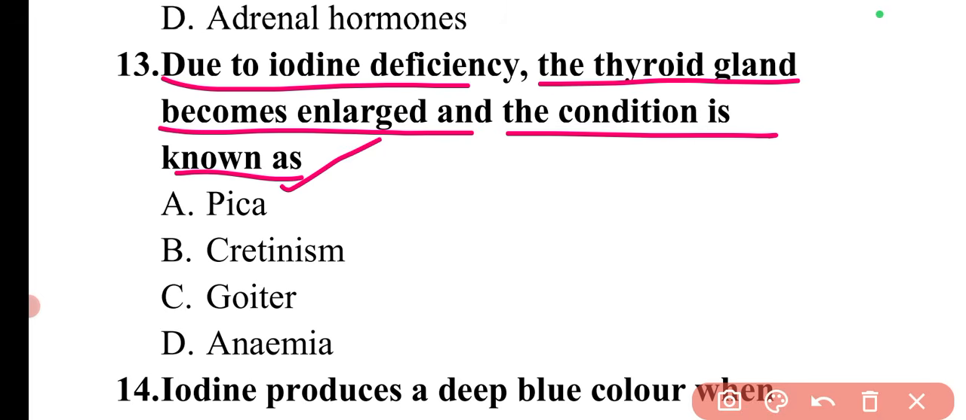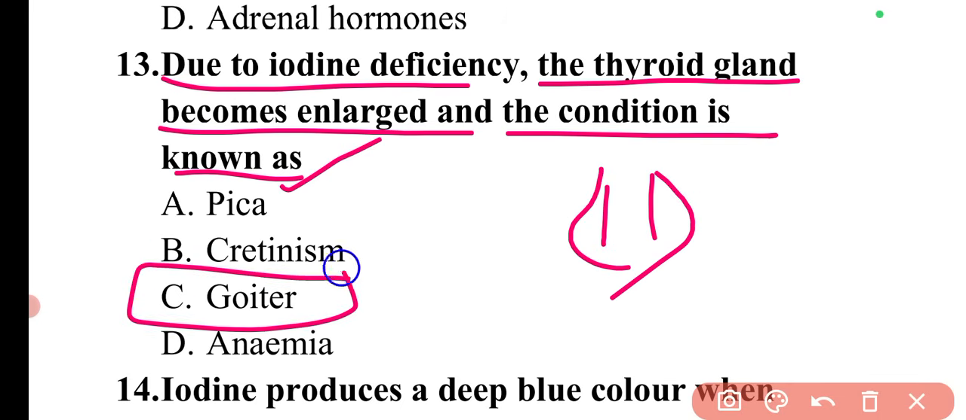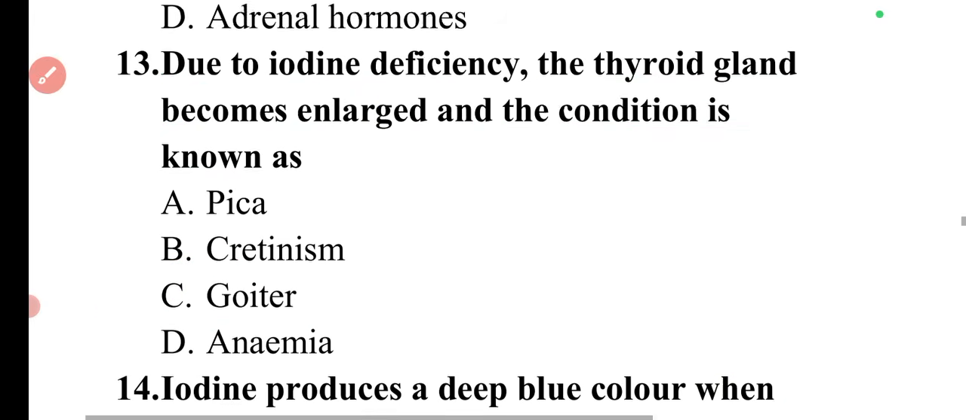Next question is, due to iodine deficiency, the thyroid gland becomes enlarged and the condition is known as. So if we have iodine deficiency in our body, then our thyroid gland will become enlarged. Like here is a normal one, so it will become enlarged, and this particular condition is known as goiter. So it is due to the deficiency of iodine.